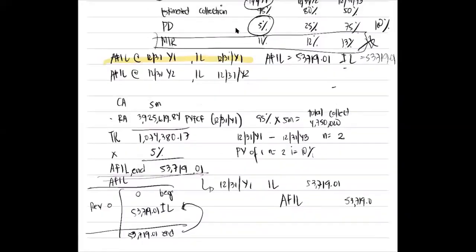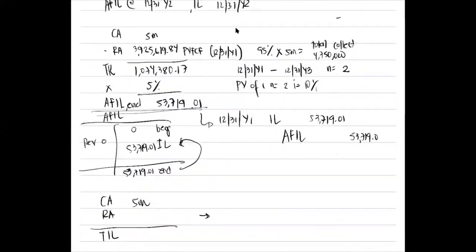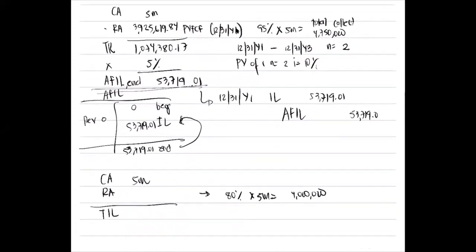Okay, we go now to December 31, year 2. What is our estimated collection? Our estimated collection is 80%. So 80% of 5 million, what amount should we collect? That is equal to 4 million pesos. Now, this we estimate as of December 31, year 2. Kailan ang ending ng ating loan? December 31, year 3. So 1 year lang yan.